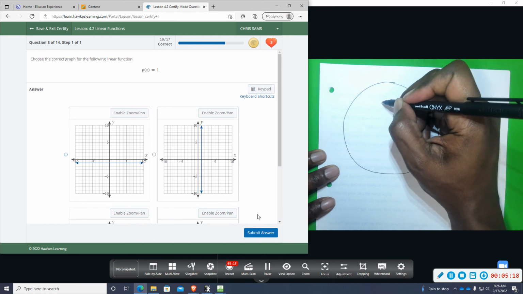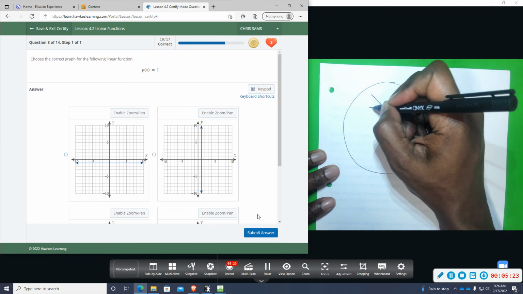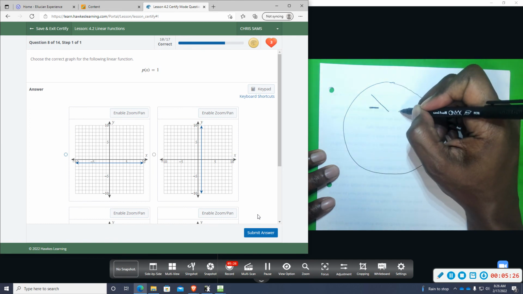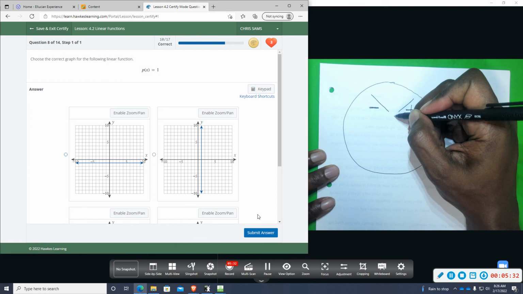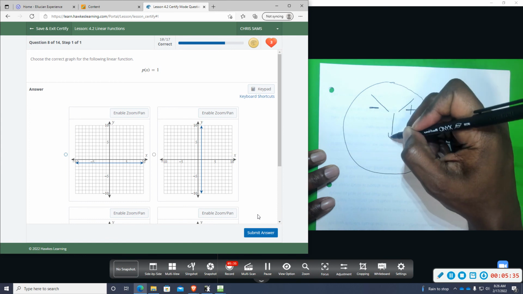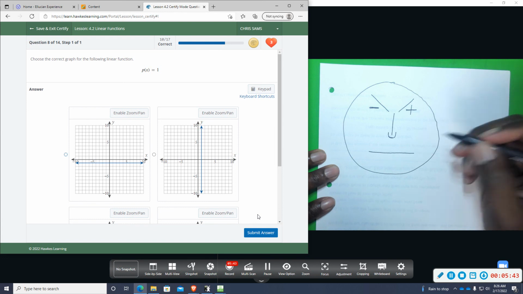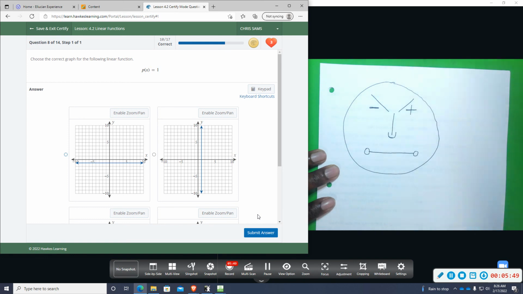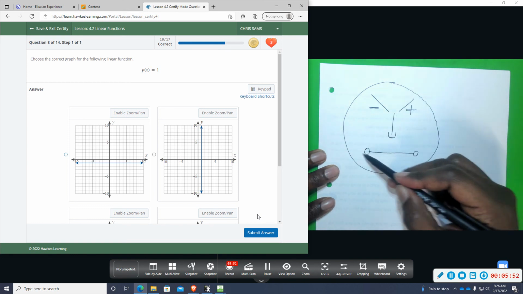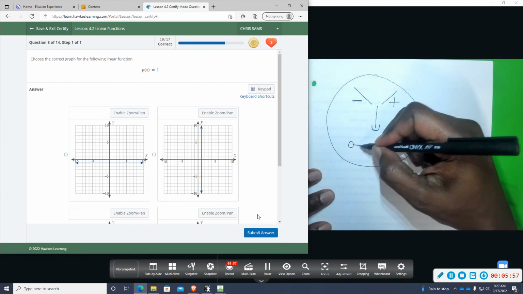So a slope that is going down from left to right has a negative slope. A slope that is going up from left to right has a positive slope. A line that is going vertically up and down is undefined. That's what this U stands for, kind of like the nose. And a slope that is going horizontal is zero slope. So this tells you all the slopes for linear equations, whether it be negative, positive, undefined, or zero. So this is neat. You get a face.